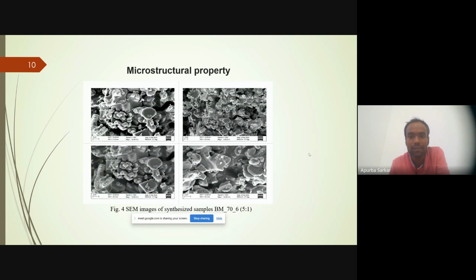This is the morphology of the sample, which reveals some porosity and interlocking agglomeration were noted, and there are various shapes in the particles, cuboid and hexagonal.